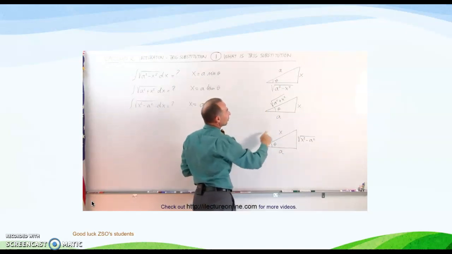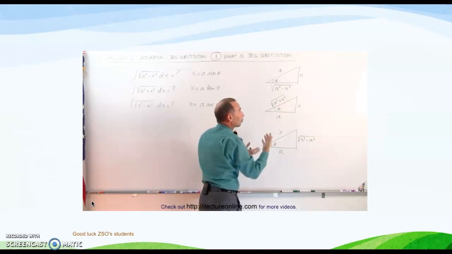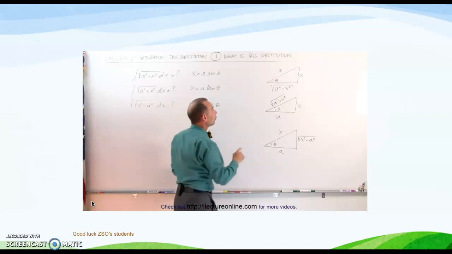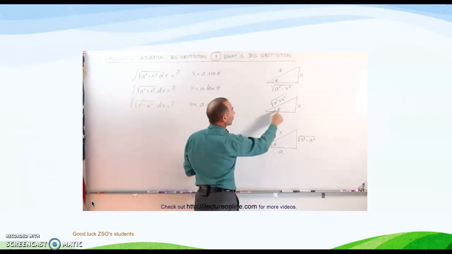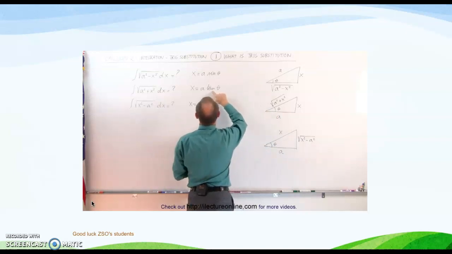On the second triangle, we'll let a be this side, x be that side, and then the hypotenuse is simply the square root of x squared plus a squared, and that is again the Pythagorean theorem. Notice that by definition, the tangent of this angle is x over a, which is what we find here. The tangent of theta is x divided by a.